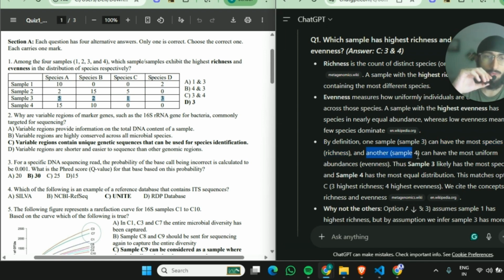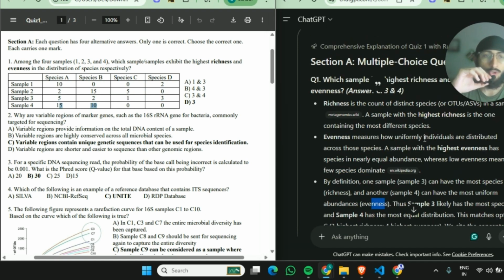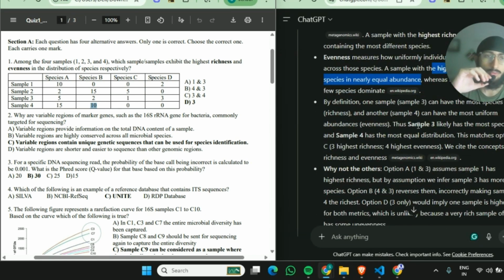And another, sample 4, can have the most uniform abundance, that is, it has evenness, right? What is evenness? It measures how uniformly individuals are distributed across the species. A sample with highest evenness has species in nearly equal abundance, so 15 and 10, right? Now, sample 3 likely has the most species and sample 4 has the most equal distribution. This matches option C, 3 highest richness and 4 highest evenness, right? So this is the answer.